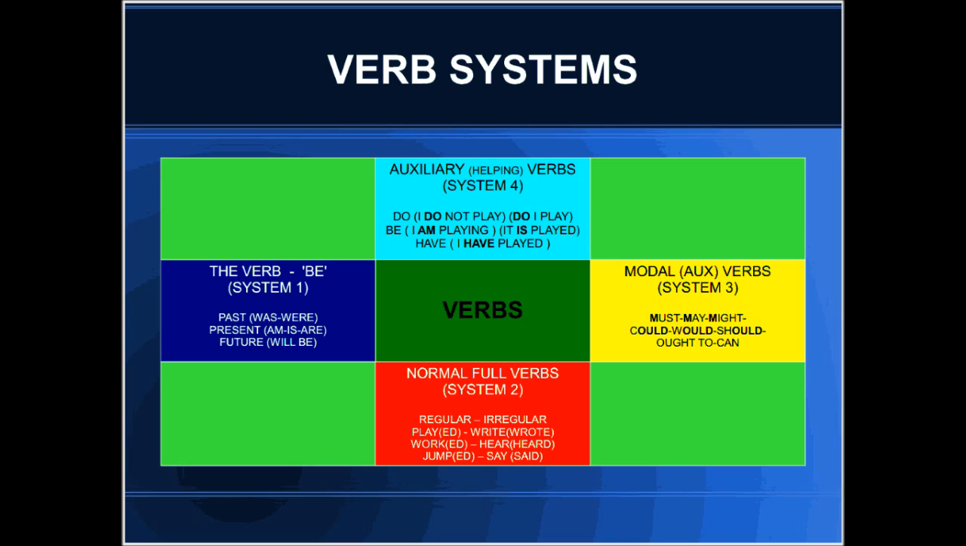Then with the modal verbs, sometimes called modal auxiliary verbs, system 3, we have may, must and might, could, would, should, ought to and can. Remember, these are color coded and highlighted in a way that students can remember them. And then at the top we have our auxiliary helping verbs, which is the 4th and last system there.